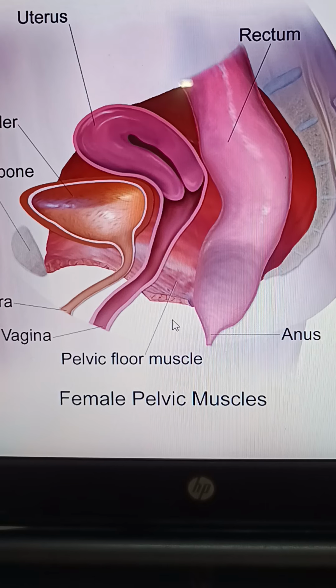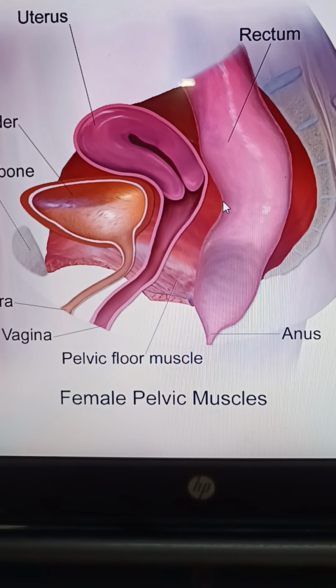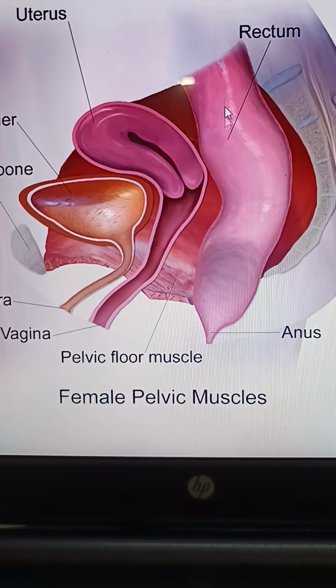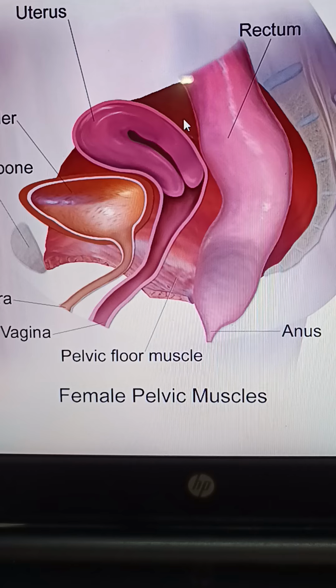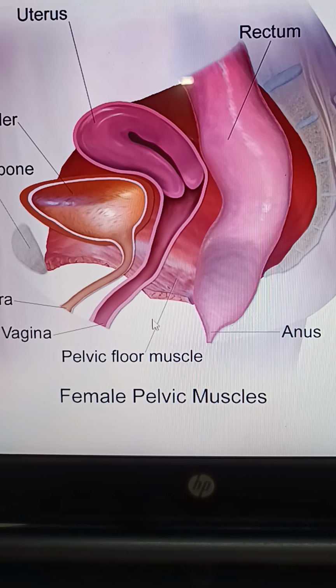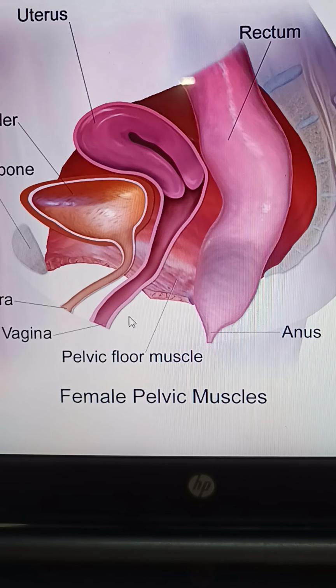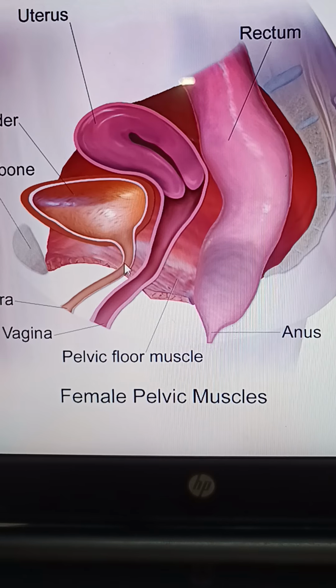Now let's go further back. Posteriorly you have the anal canal. So again, if you track up the anal canal, you will reach the rectum. And if you track further up, you have the sigmoid colon. So in a nutshell, by knowing the openings of the pelvic floor, we can learn the organs which are contained inside the pelvic cavity.